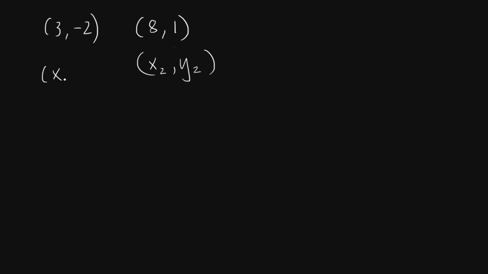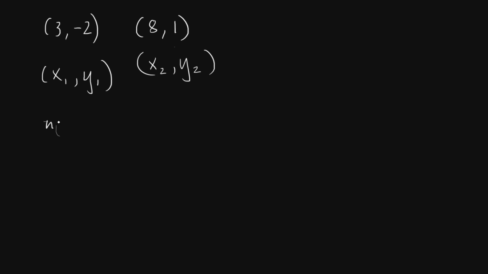Now let's say we are given 2 points on a line and we're going to find the slope. The points are (3, -2) and (8, 1). I choose this one as x2, y2. And then this one is x1, y1.